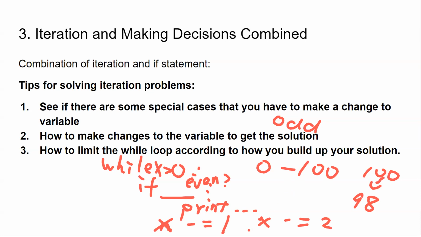You go to the next one and check, is this even? Print. And then you still narrow it down according to how you build your solution. Let's say you start from 100, you have to check this, but if you start from 101, you may not have to check this, but you still have to narrow it down every time, like -2. Okay, any questions about this?